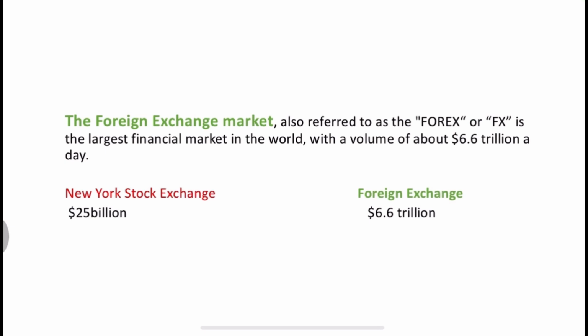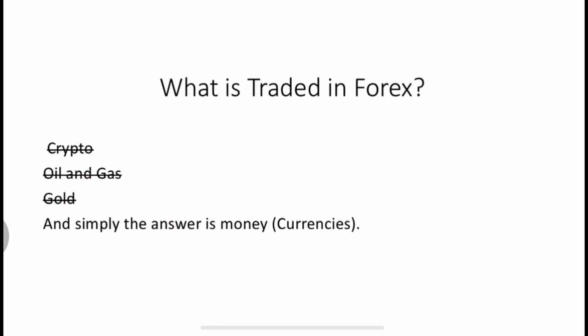So you can definitely see that Forex is authentic. There is money in the market. It's all up to us traders to learn the skill and know how we can get this money from the market. So what is traded in the Forex market? You may think it's crypto, you may think it's oil and gas, you may think it's gold, and simply the answer is money, or currencies. And remember, currencies are money.